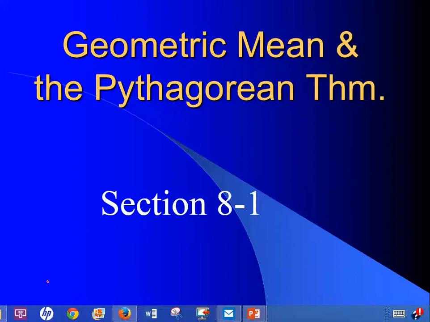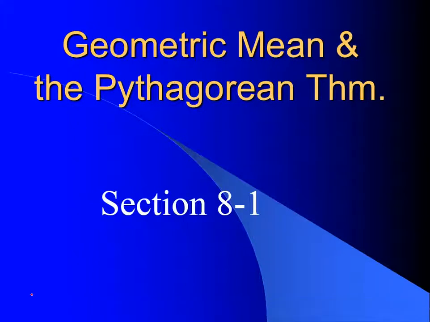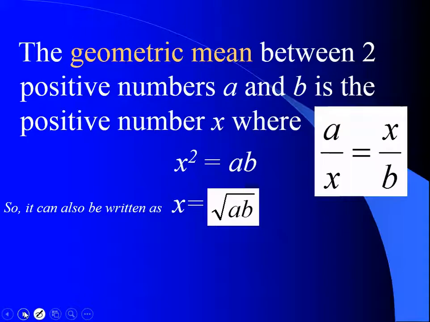Well, welcome back. We're starting Chapter 8, Section 1 today on geometric mean and Pythagorean theorem. What is the geometric mean? The geometric mean between two positive numbers, let's say we call them a and b, like 5 and 10, just any positive numbers, is another positive number that we'll call x, where x squared equals a times b.